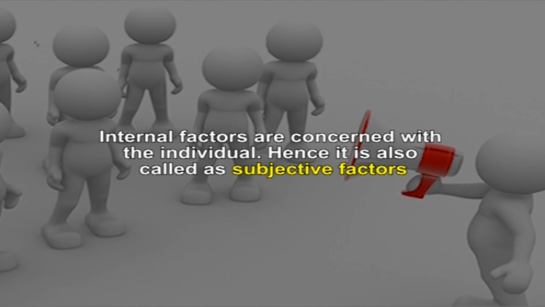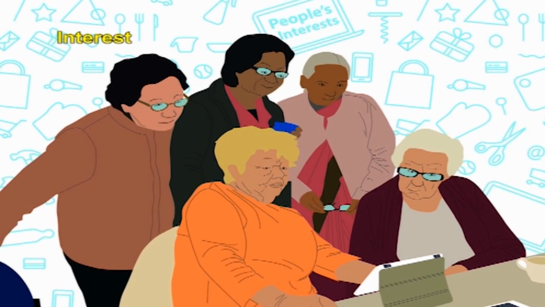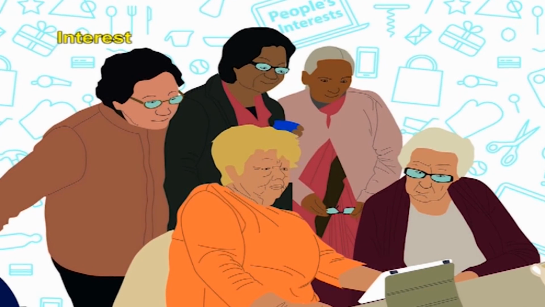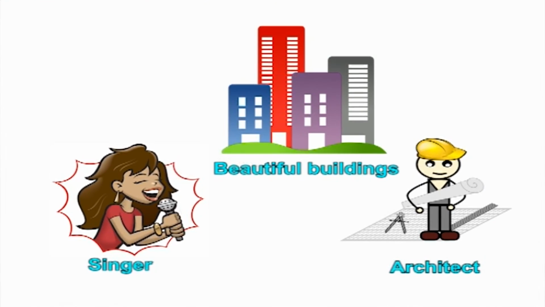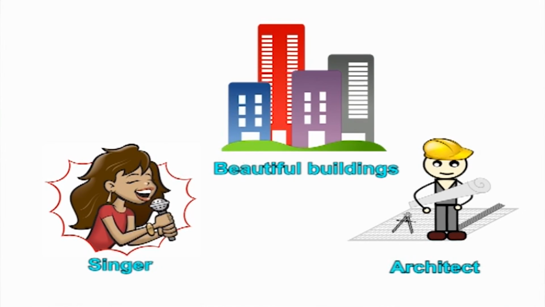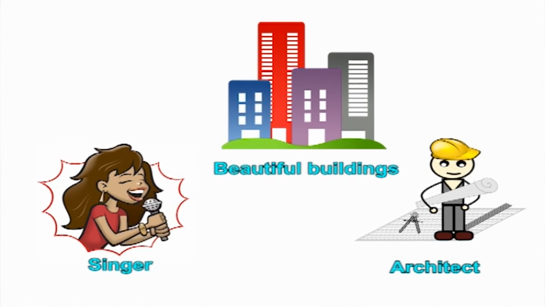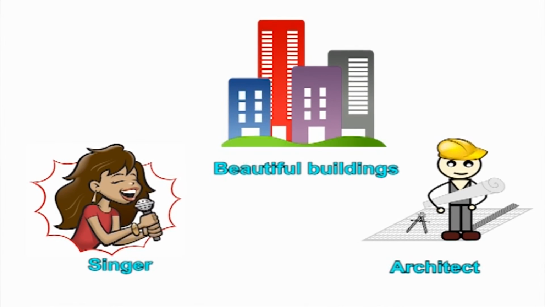Internal factors are concerned with the individual. Hence, it is also called subjective factors. The factors are interest. People always give more attention to stimuli or situations in which they are interested. Interesting things draw our attention immediately. For example, a singer may give more attention to songs when he travels instead of the beautiful buildings on the way, whereas an architect may show more attention towards the beautiful buildings. So, that is the role of interest.